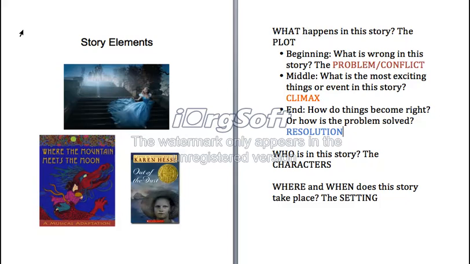Okay, so to give us an example of how these story elements occur in different stories that we've read, in the next video, we're going to talk about how we can apply these different elements to Out of the Dust, which we've been reading as a class.